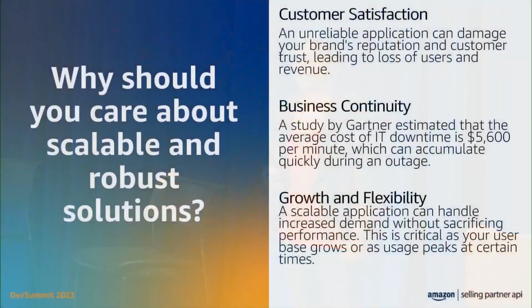Let's see why we should care. First and foremost, it is about customer satisfaction. You don't want an unreliable application because that can impact your brand's reputation and customer trust. The second is about business continuity. Any outage is costly for your business. According to a Gartner survey, the cost of downtime is $5.6K per minute when we are talking about IT downtime. And this cost can quickly add up for your application as your outage minutes go. And the third thing, as usual, is about growth and flexibility. As you grow, you don't want your apps to have a degradation in performance or bottlenecking of your resources.